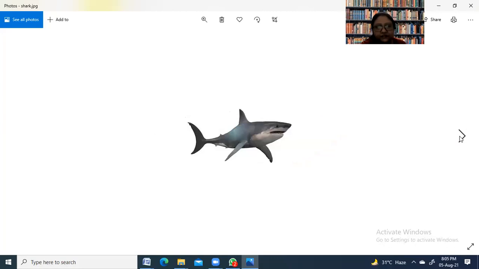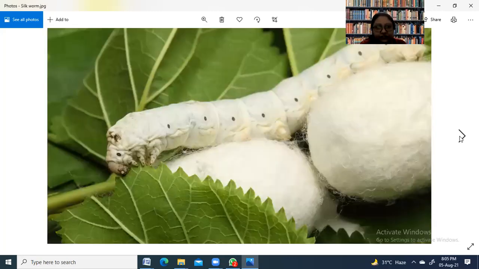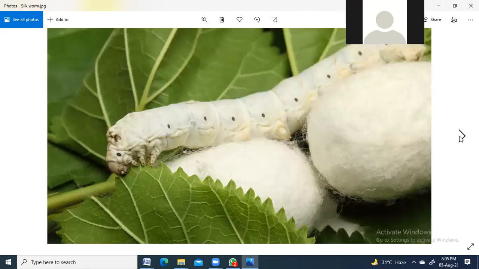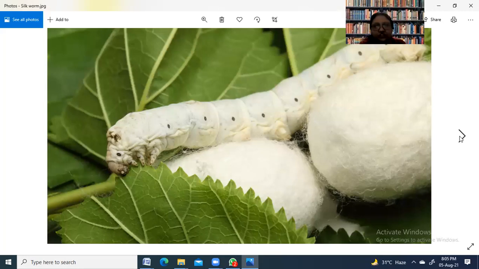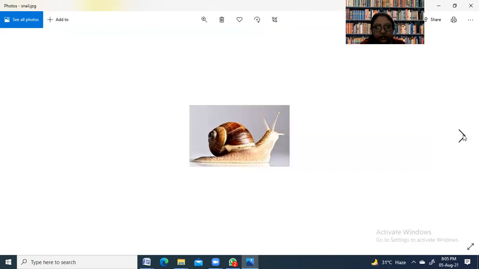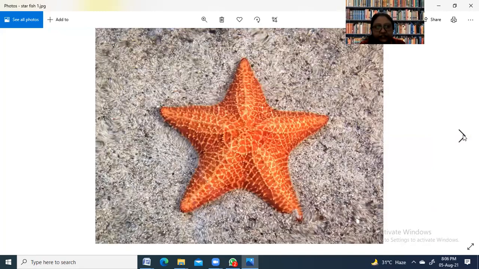So, what is this? Shark. Falling under? Chondrichthyes. Very good. This one? Silkworm. This is actually the larva stage of the silkworm. I wish to show you, let me first finish with this, then I will show you how the insect looks. This one? Snail. Phylum? Mollusca. Shabash.